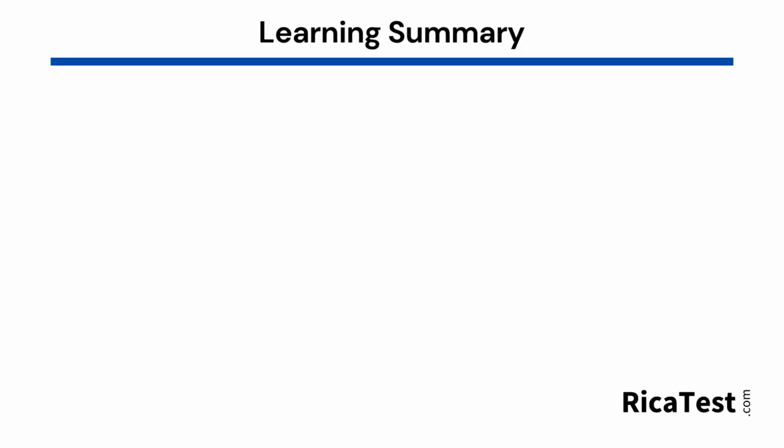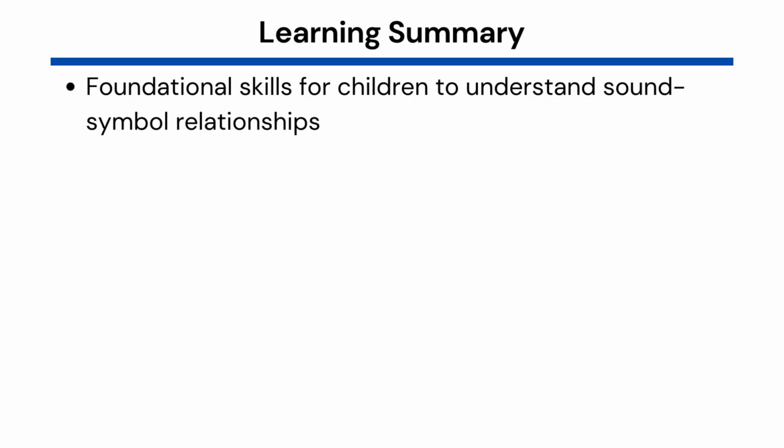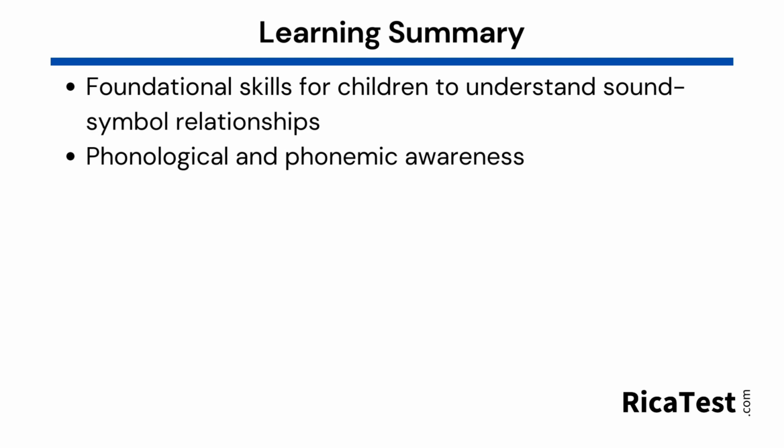Before we leave this lesson, let's recap the key learnings and key points that we learned today. First, we learned that phonological and phonemic awareness play a vital role in children's reading development because these are the foundational skills for children to understand sound to symbol relationships in English. Next, we learned that phonological awareness is the knowledge that oral language is composed of smaller units, such as spoken words and syllables, whereas phonemic awareness is the specific type of phonological awareness involving the ability to distinguish these separate phonemes in a spoken word.